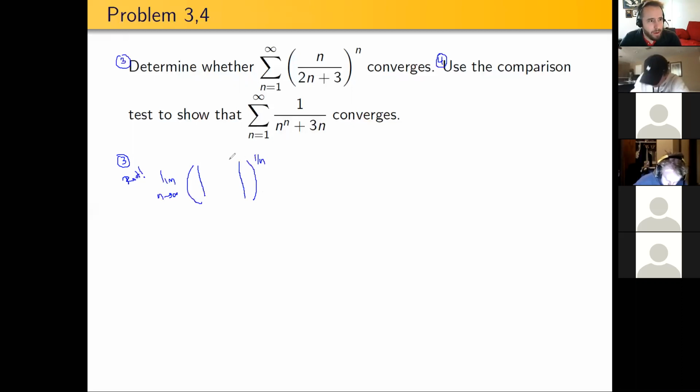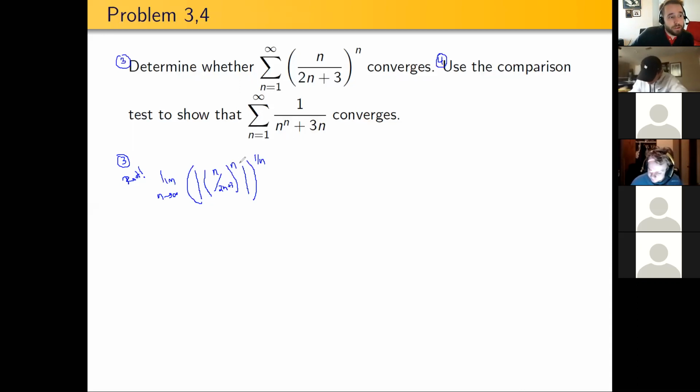I'm sorry, the absolute value of the nth term. So that should be a sub n in here. And a sub n in this case is just going to be this entire expression up here. So a sub n can be rewritten, throw those absolute value signs back up there. A sub n can be written as n divided by 2n plus 3 raised to the nth power.